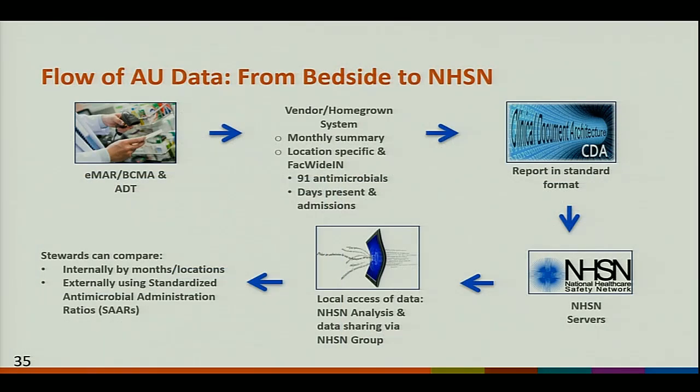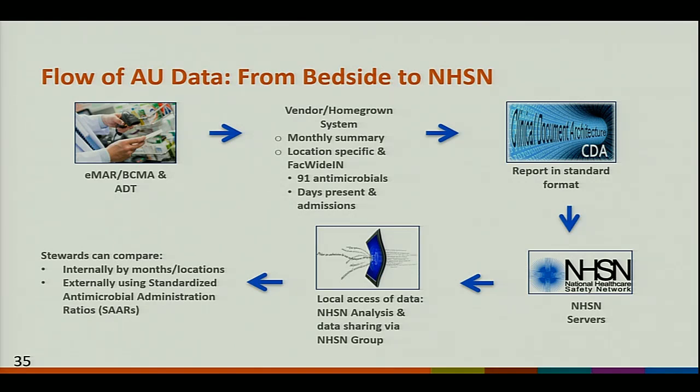All right, so doing the whole flow of the data now. The data start out in the EMAR BCMA system. They are aggregated by the vendor or homegrown system into the monthly summary files by individual location or FACWIDEIN for all 91 antimicrobials and your denominators of days present and admissions. Those data are put into the standardized format of CDA.